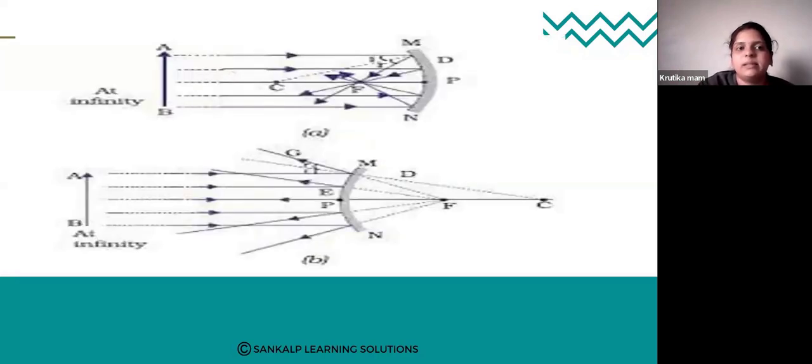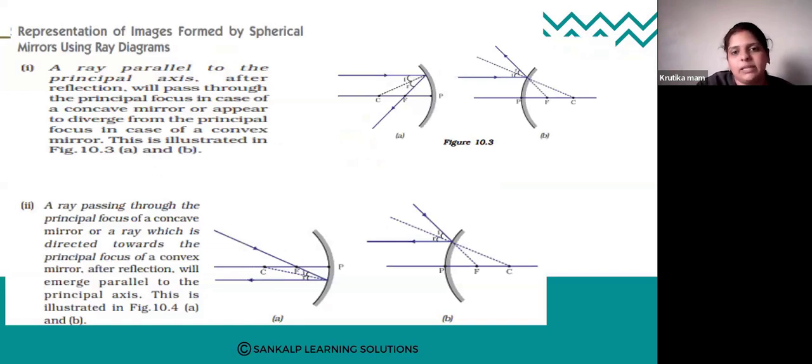So here you can see this one. So this only I have explained to you just now. The first case, they have taken both concave mirror and convex mirror. Ray parallel to the principal axis. After reflection, it will pass through the principal focus. In case whether it is a concave mirror or convex mirror.